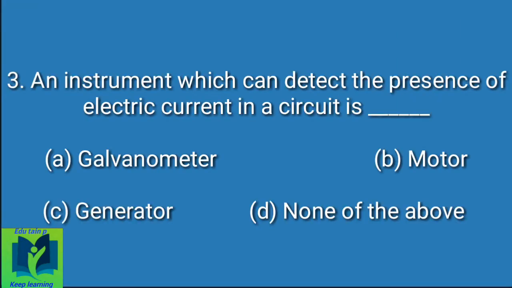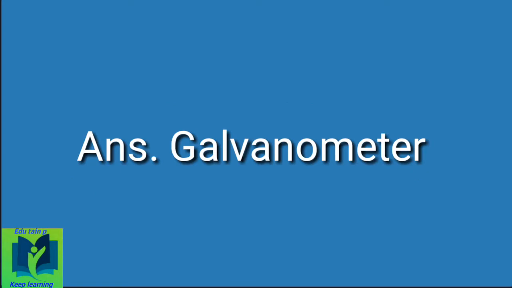An instrument which can detect the presence of electric current in a circuit is called dash. Option A, galvanometer. Option B, motor. Option C, generator. Option D, none of the above. Galvanometer.